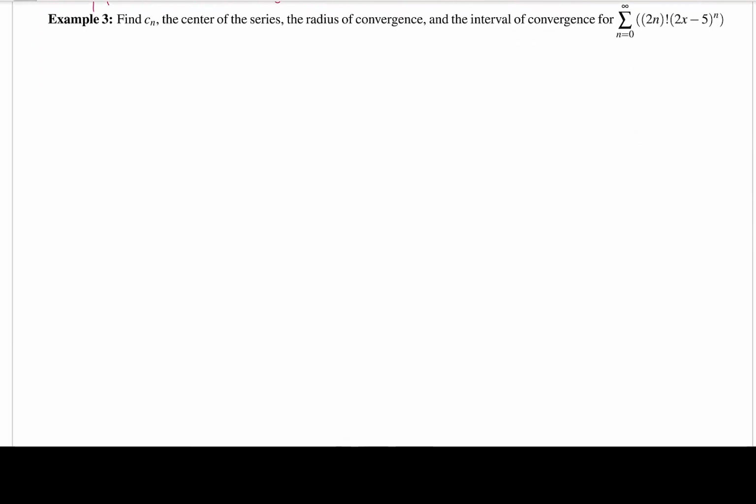Now let's look at example 3. For example 3, well, let's see. We have 2n factorial times 2x minus 5 to the n. Well, that's equal to 2n factorial. And let me make sure. Oh, I'm writing this wrong. We should have parentheses and then the factorial sign. Okay, and then times 2x minus 5.